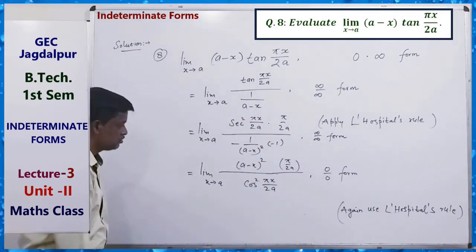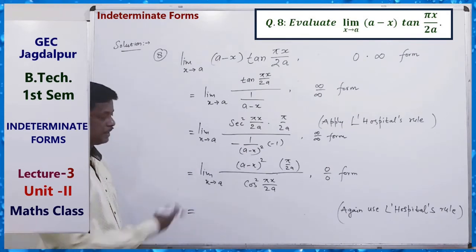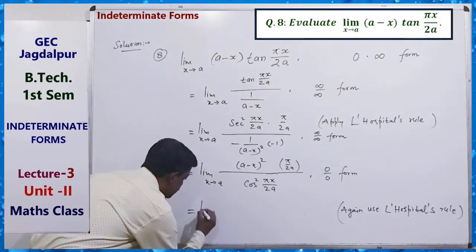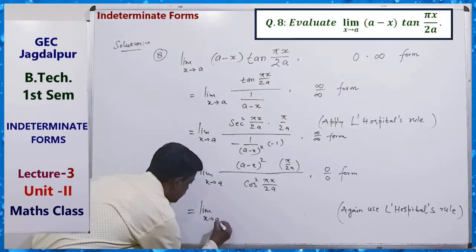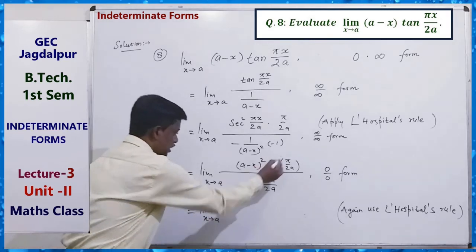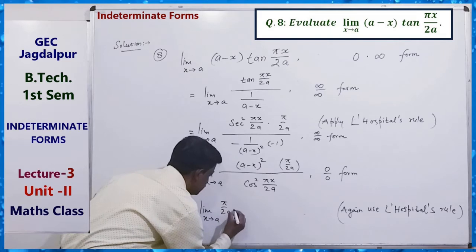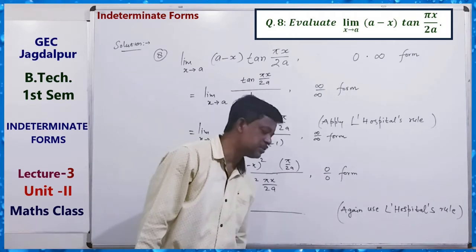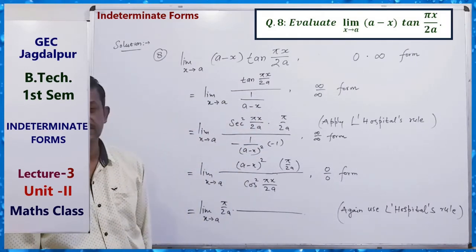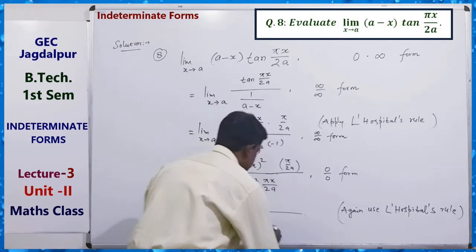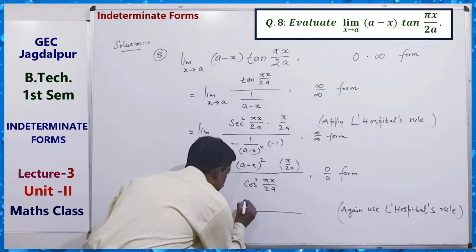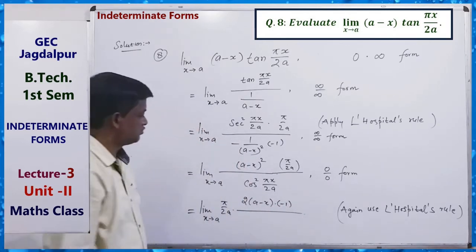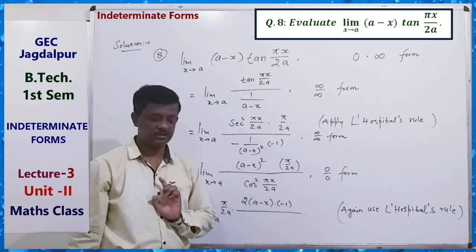L'Hospital rule. So what? Here, just take the limit x tending to a, pi by 2a is a constant value. Just differentiate cos square. What? Cos square, and here a minus x squared, that is what? 2(a minus x) into minus 1, pi by 2 constant term.